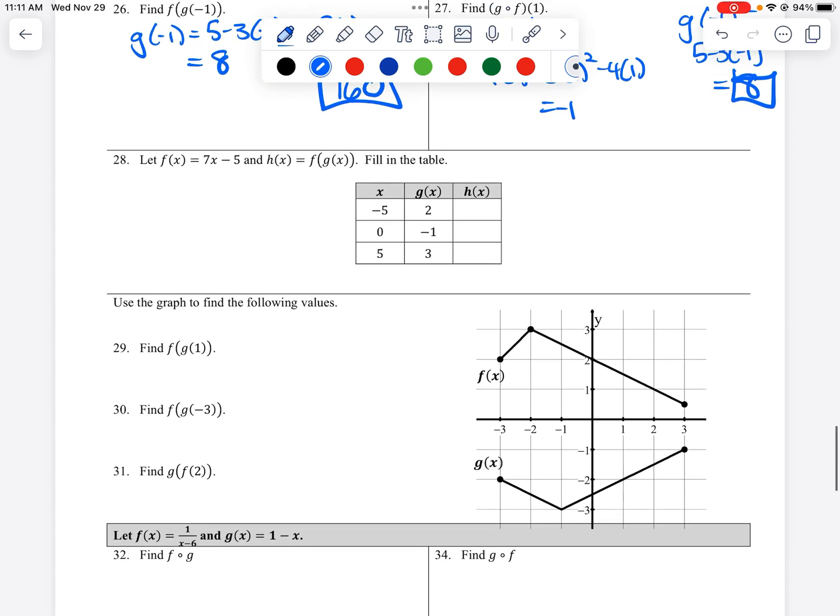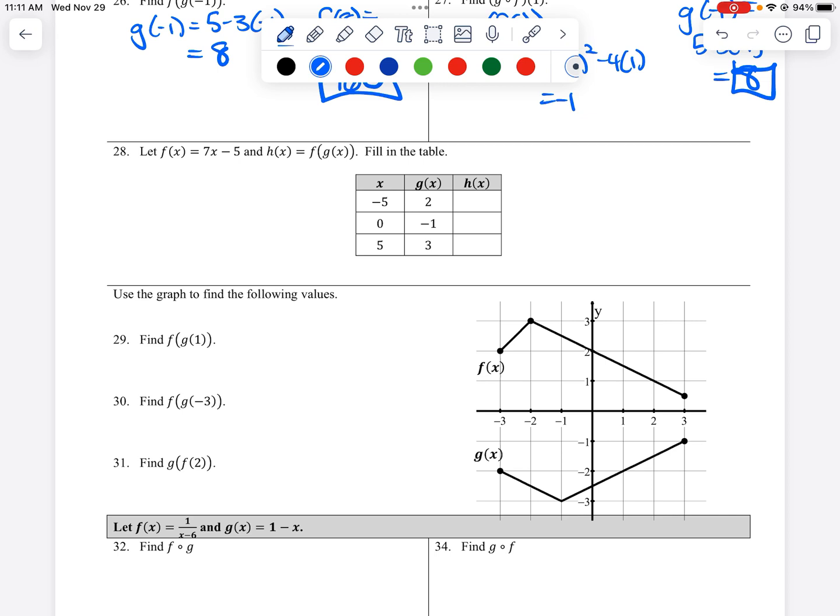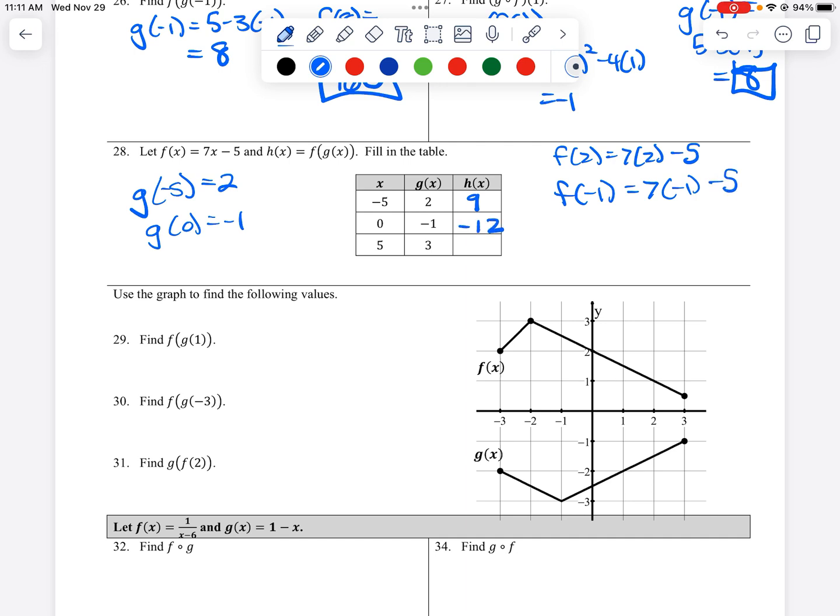So you have to fill in the table. So h of x is f of g of x. So what is g of negative 5? It is 2. So f of 2, 7 times 2 minus 5. So 14 minus 5 is 9. So our next one would be g of 0, which is negative 1. So f of negative 1, 7 times negative 1 minus 5 is negative 12.